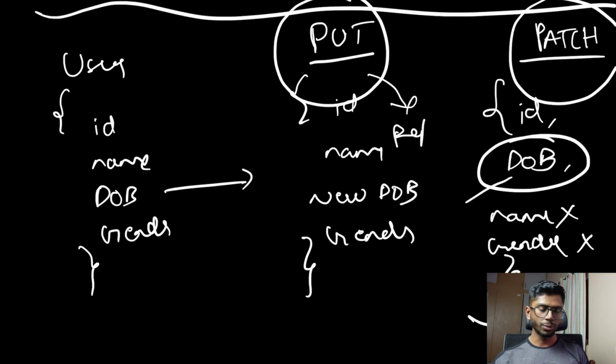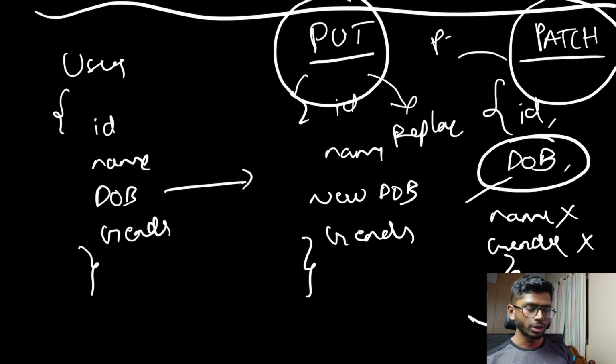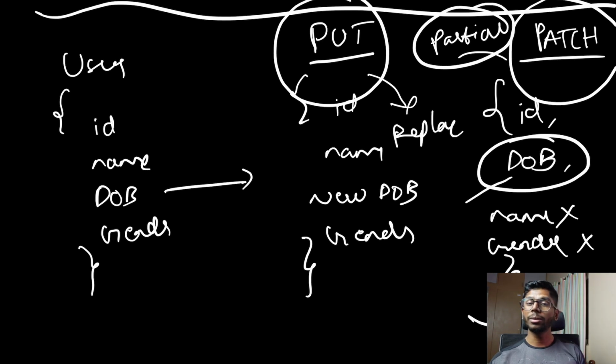I hope you understood what the different request types of an HTTP request for an API call between client and server are.